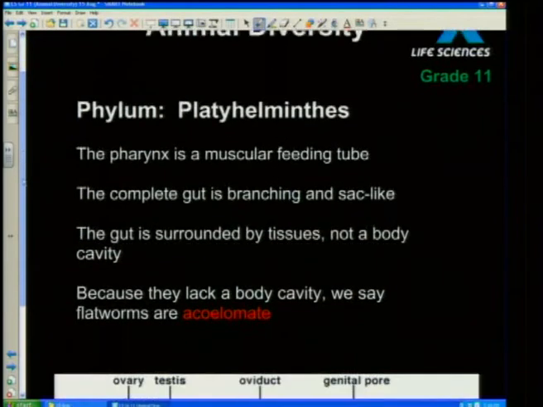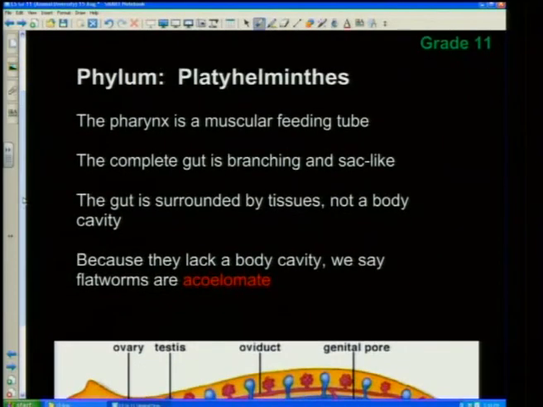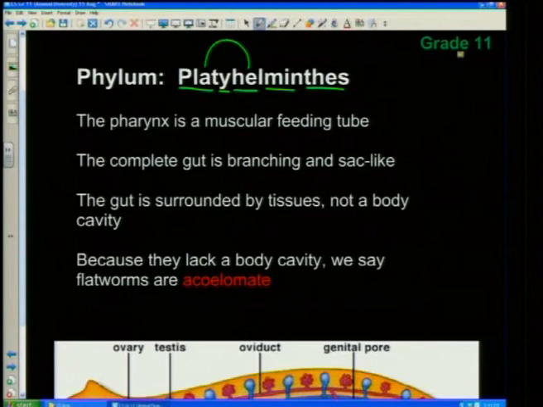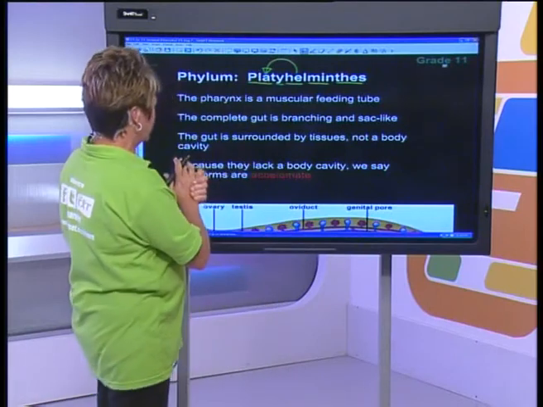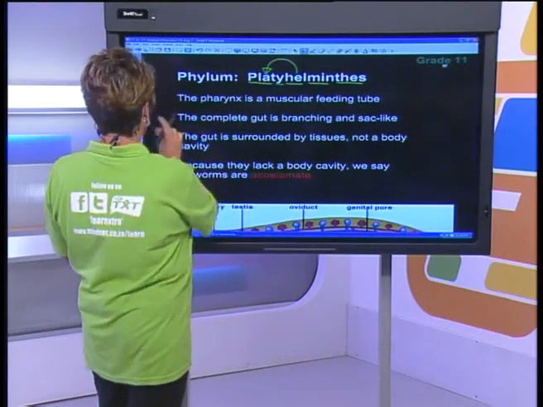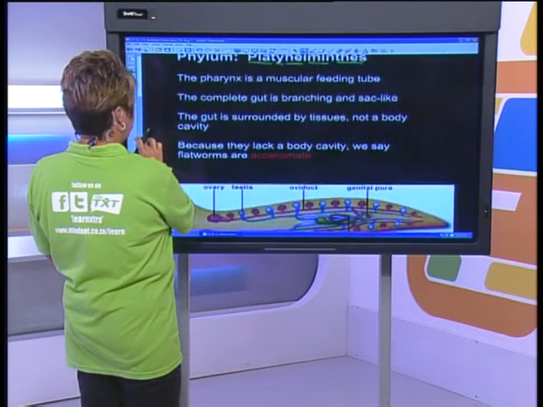We're moving on to the next phylum, which is the Platyhelminthes. You see what I've done? I've broken it down into syllables. I always say to my learners, these worms are hell plat, which means that they are very flat. That's the way to remember it. Hell plat. They're very, very flat worms, so there's no space for a coelom either.